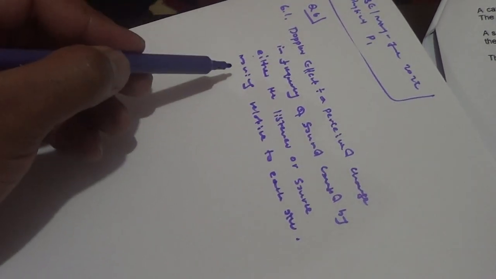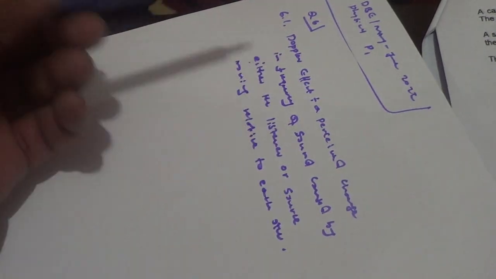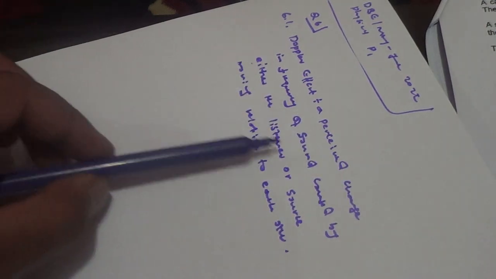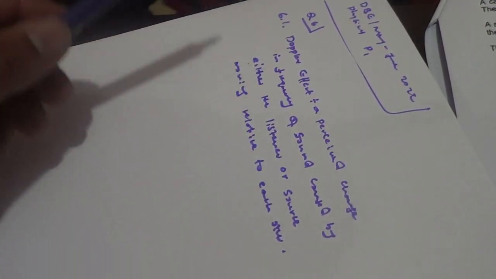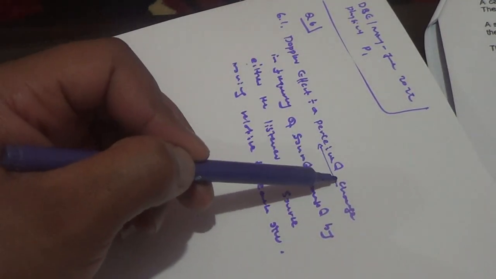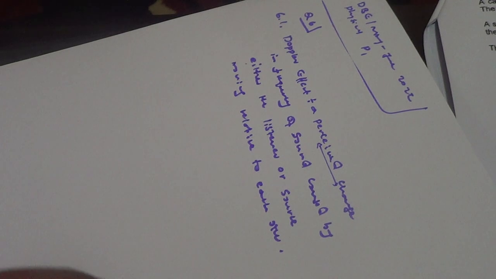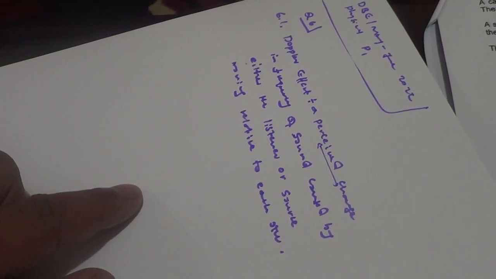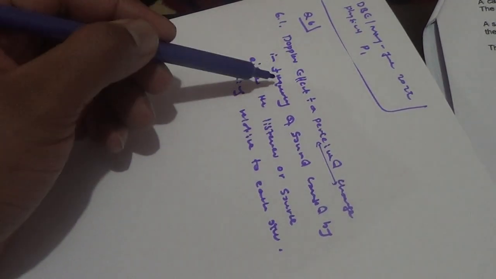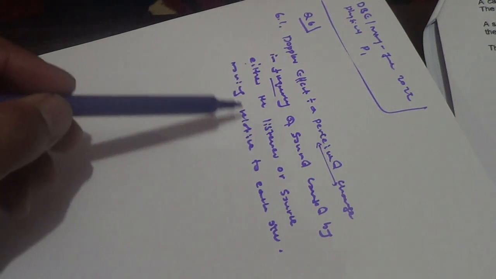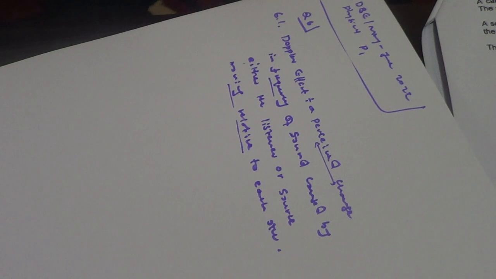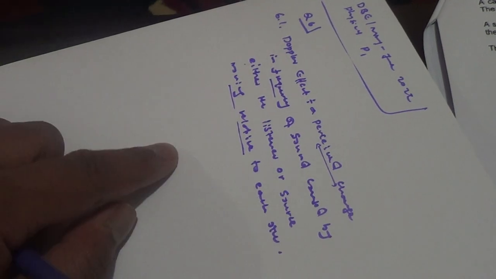So it is a perceived change in frequency of sound caused by either the listener or source moving relative to each other. Remember, this perceived or apparent change in frequency is caused by either the listener or the source. This is not exactly exhaustive, but it captures what is important, because it's a perceived change, meaning it's a perception. It's not exactly a true change, but it is what appears to change. So there has to be some movement involved.